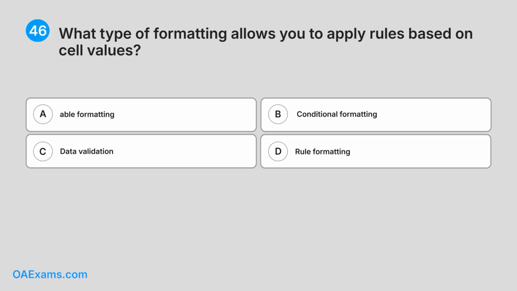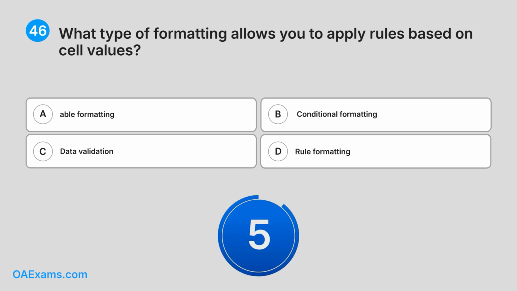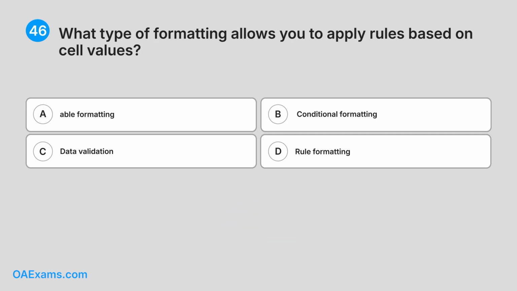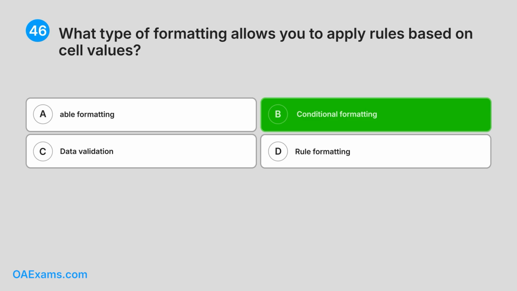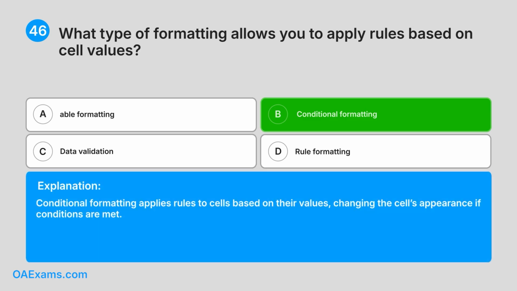46. What type of formatting allows you to apply rules based on cell values? A. Table formatting. B. Conditional formatting. C. Data validation. D. Rule formatting. What do you think is the answer? Correct answer, B. Conditional formatting. Explanation. Conditional formatting applies rules to cells based on their values, changing the cell's appearance if conditions are met.